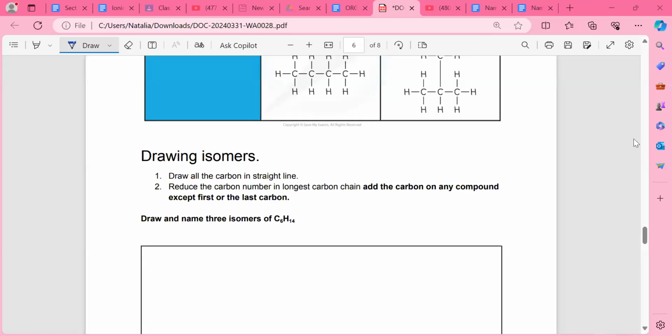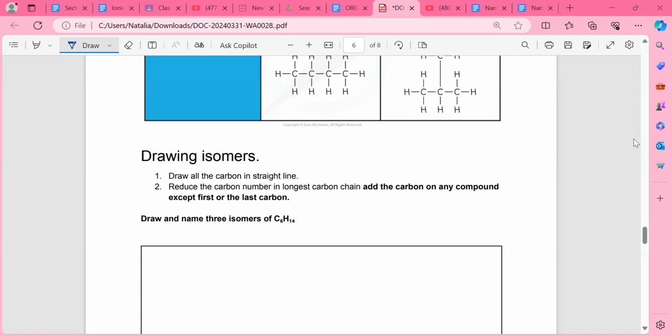So when drawing isomers, the first one we want to draw is to make sure all of the carbons are in a straight line, and then we put our carbons and our hydrogens there. Then the next thing we're going to do is to reduce the number of carbons in the longest chain.